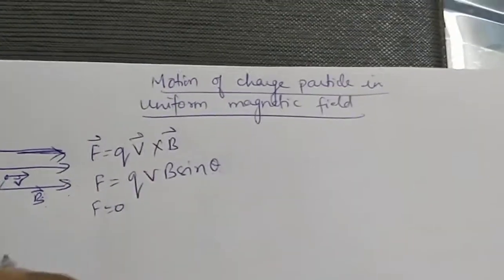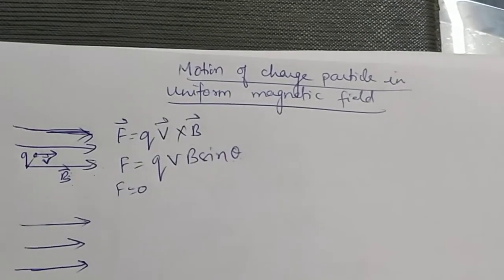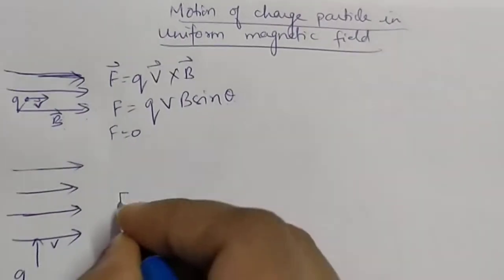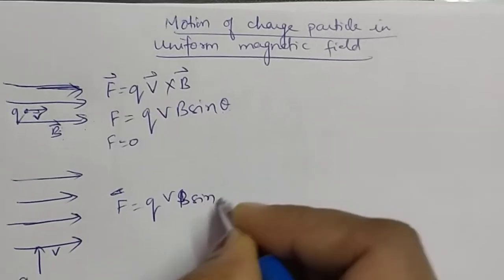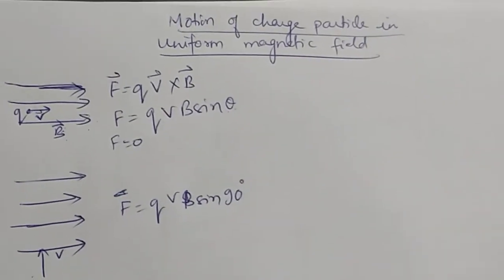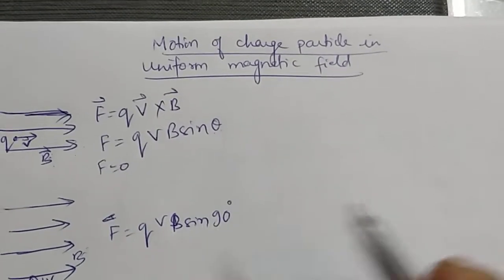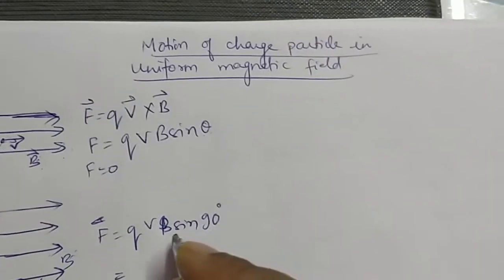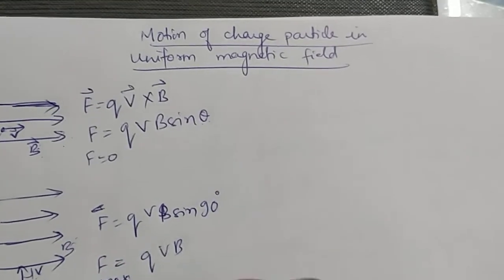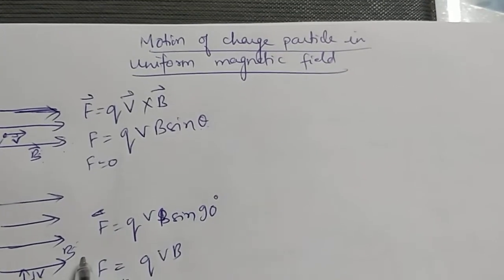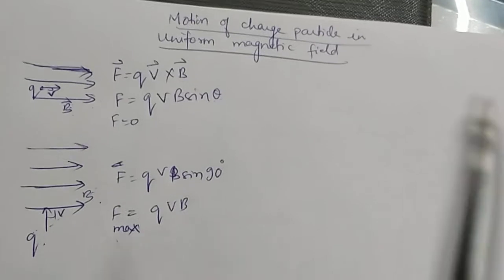Now, this is the direction of the magnetic field, but your charged particle is moving perpendicular to it. So F is equal to qv cross B, that is qvB sin theta, where theta is 90 degrees, right? Because the angle between v and the magnetic field is 90 degrees, they are perpendicular to each other. Sin 90 is 1, the maximum value of sin theta is 1. So qvB, that means F is maximum when the charge is moving perpendicular to the magnetic field. The magnetic force is maximum.